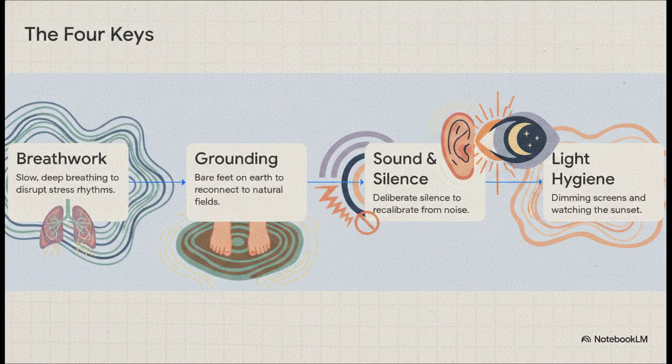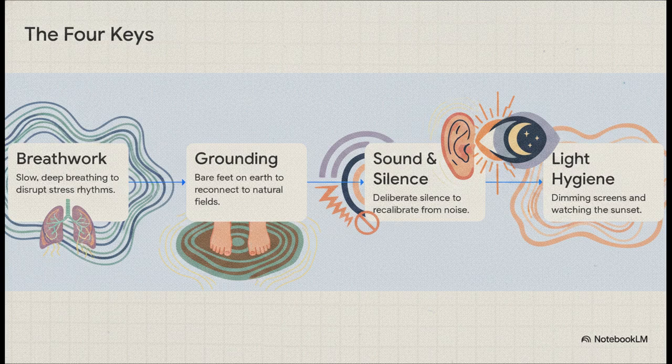Let's actually break these down a bit, because this is where the fiction gets super applicable to our own lives. Key number 1 is breathwork. We're talking slow, deep exhales that physically force the body's rest and restore pathways to switch back on. Key 2 is grounding, literally putting your bare feet on real earth to sync up with natural electromagnetic fields that the Darchitect simply cannot hack.